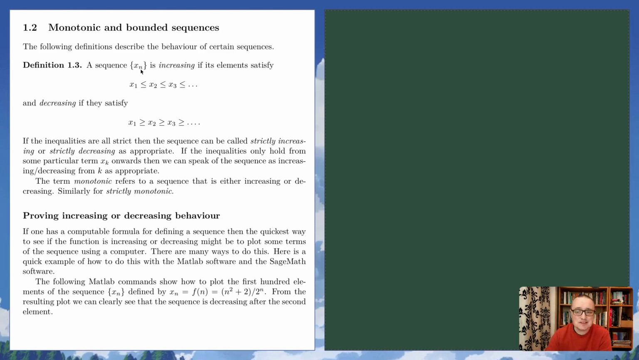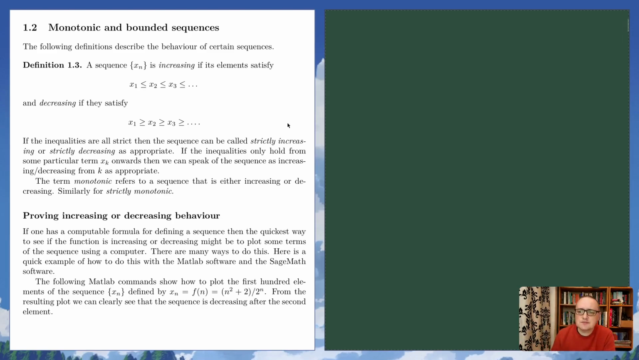We say that a sequence of elements xn is increasing if its elements satisfy this chain of inequalities. So each element of the sequence is less than or equal to the following element. And we say it's decreasing if the inequalities go the other way, if each element of the sequence is greater than or equal to the following element. So x1 is greater than or equal to x2, x2 is greater than or equal to x3, and so on and so on.